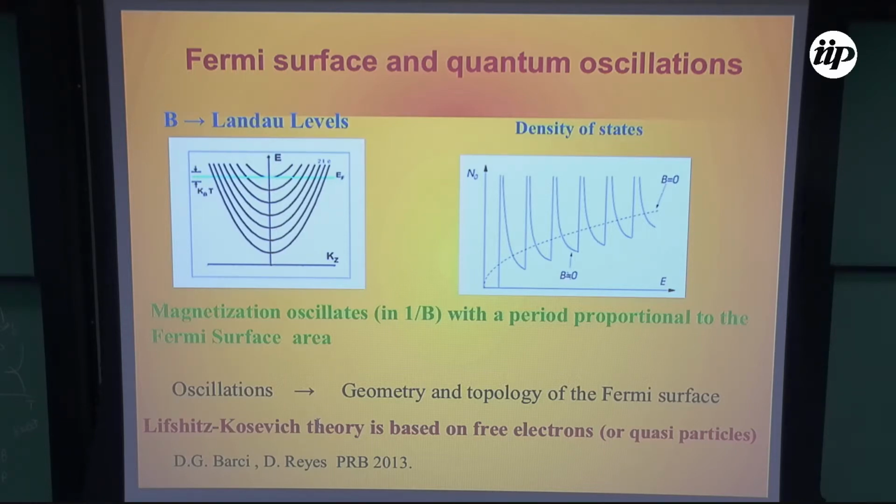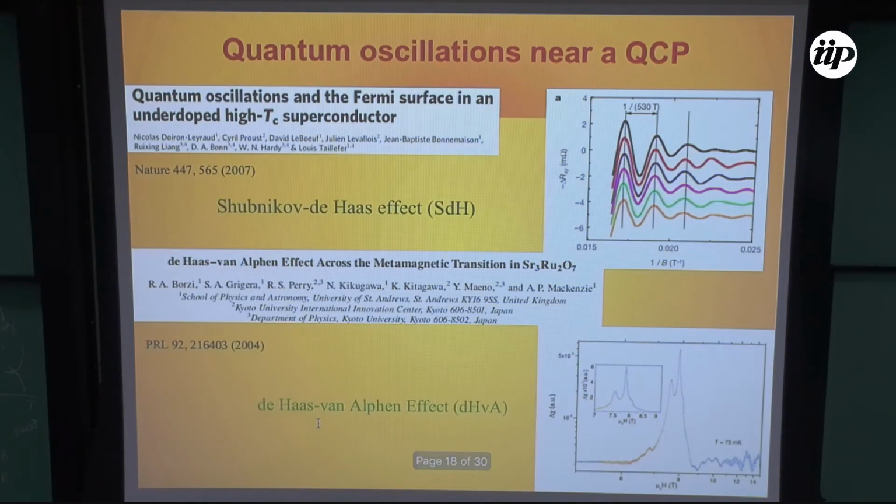The problem is that these oscillations you can observe in highly correlated systems very, very near quantum critical points, that you know that you have anything but free fermions there. And this is our question. I mean, how can we say something about Fermi surface just using a free fermion theory when you are very, very near quantum critical point?